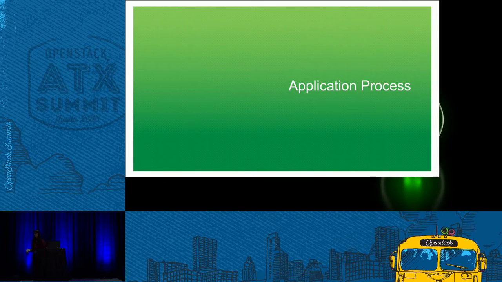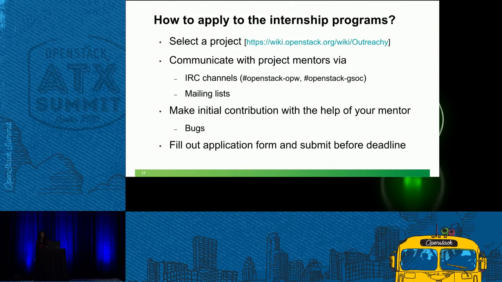Now, I'll explain the application process to these internships, Outreachy and Google Summer of Code. So how do we apply? So you select any project. If you're selecting OpenStack, under that we have a large variety of smaller sub-projects, like Horizon, Nova, Neutron. So depending on your interest, you can select a project. This wiki page points to the list of projects, and you can just go through all of them and look for some more details on that. So depending on your interest, if you're interested in networking or UI or hypervisors or something, you can select a project.